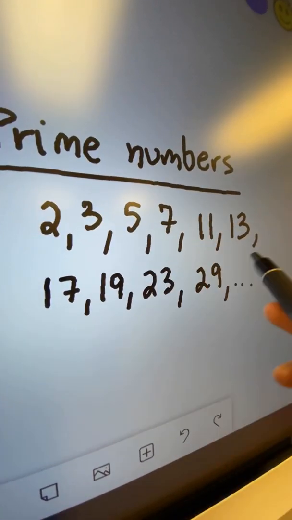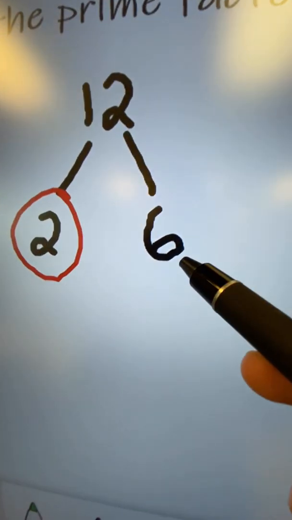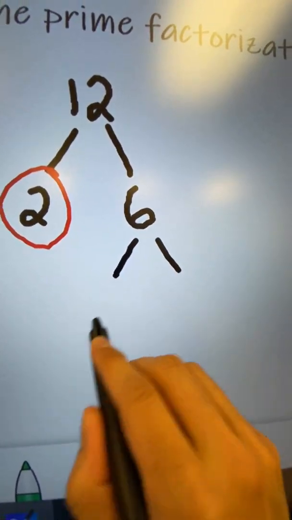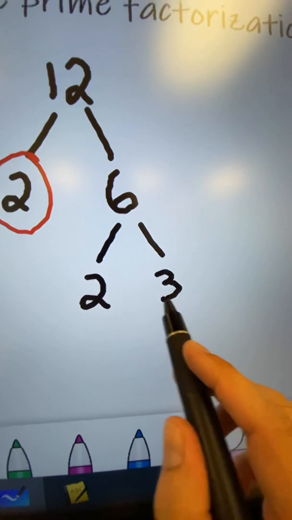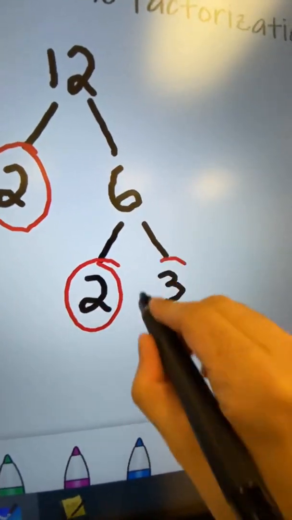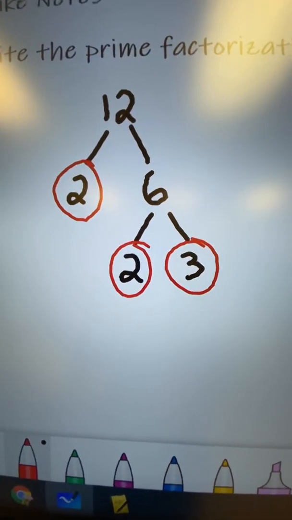So which prime numbers multiply to give me 6? Again, this is an even number, so I know 2 could go into that. This is going to be the same thing as 2 times 3. Now looking at your 2 numbers, which ones are prime? In this case, you'll see that 2 and 3 are both prime. So I'm going to circle the 2 and circle the 3. Now there are no other numbers to break down, so we're going to stop here.